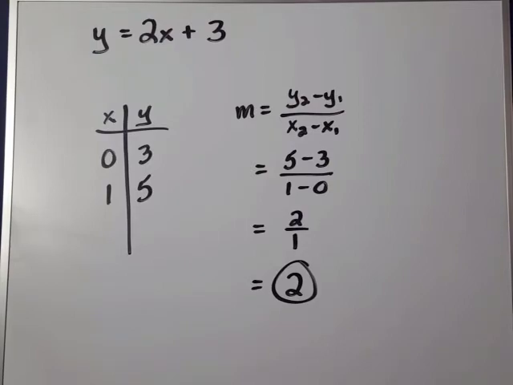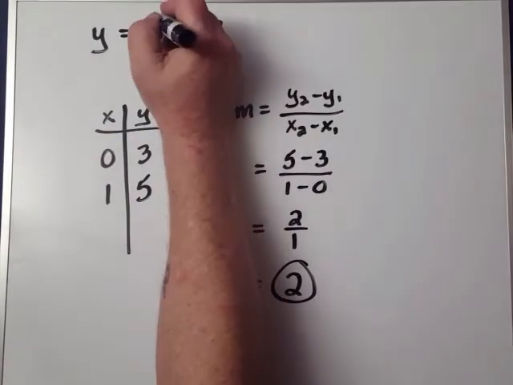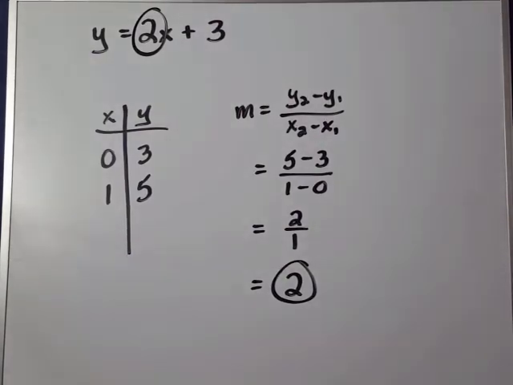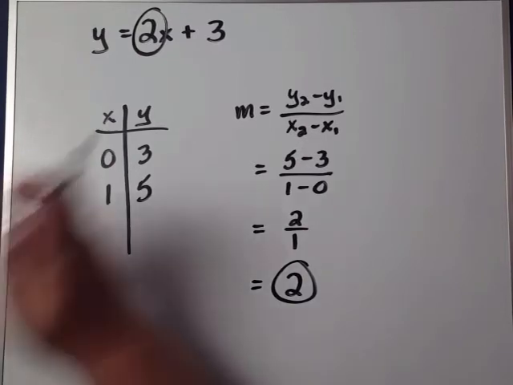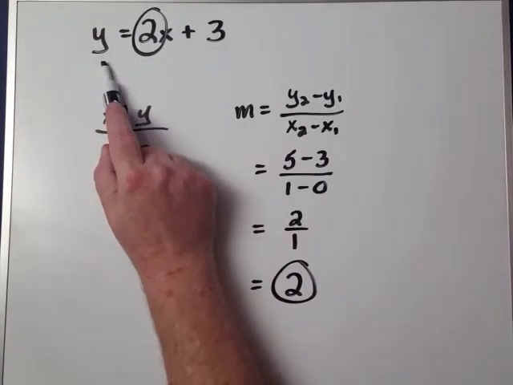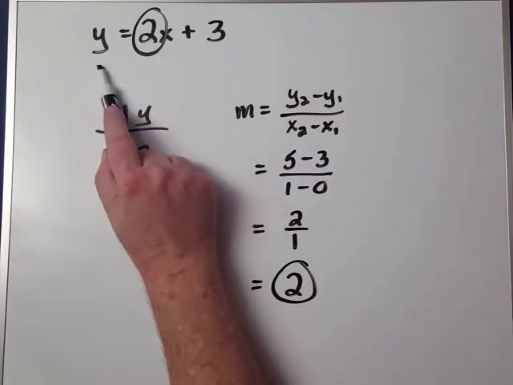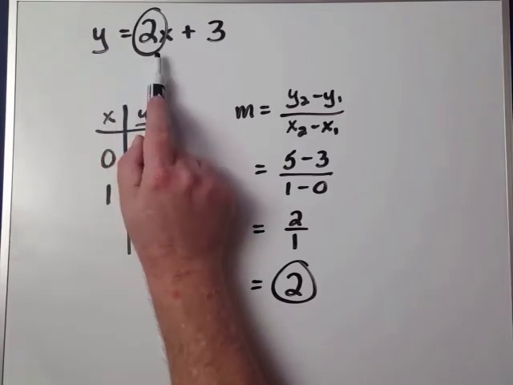And what we discover is that the slope was right there looking at us the whole time. In other words, if the equation is solved for y already, then the slope is the coefficient on x.